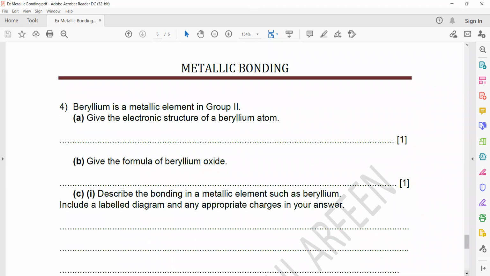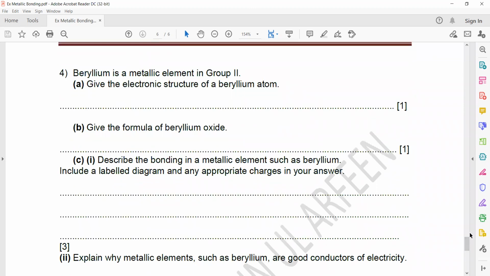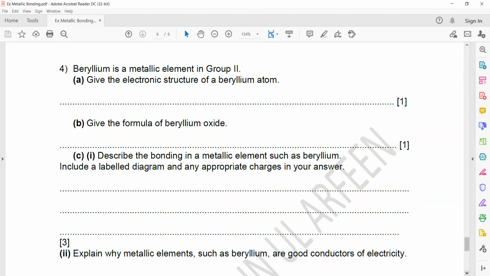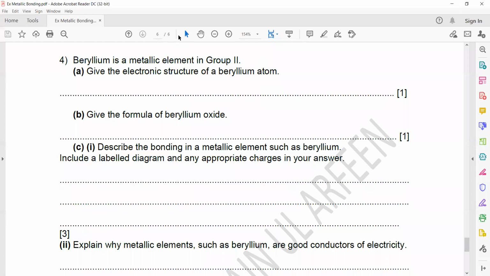Then question 4. Beryllium is a metallic element in group 2. Give the electronic structure of beryllium. Beryllium, you will use the periodic table, you'll find beryllium is 4 and 9, so the atomic number is 4. So if the atomic number is 4, a beryllium atom will have 4 electrons as well. So the first shell will have 2 electrons, and the second shell will also have 2.